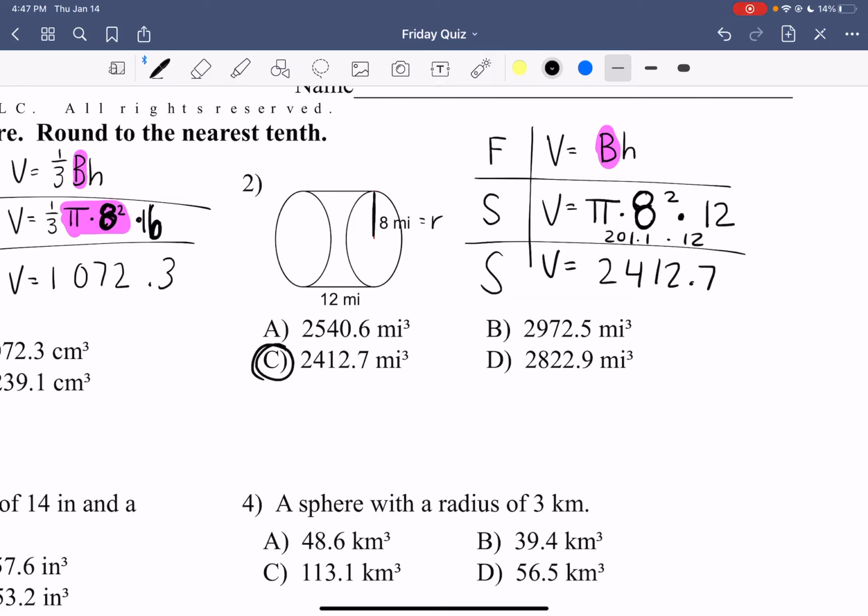All right, there we go. Number 2. Just wanted to, so this is the pi r squared. That is the base, area of the base.